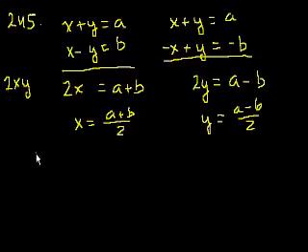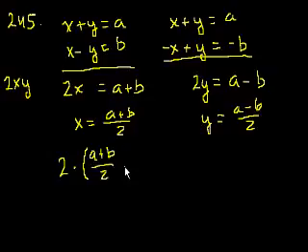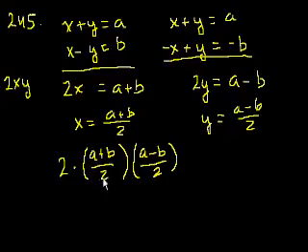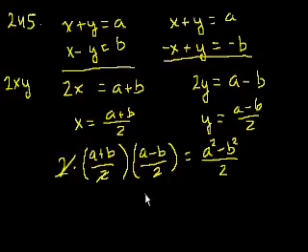And now we can figure out what 2xy is equal to. 2xy is equal to 2 times a plus b over 2 times a minus b over 2. This 2 will cancel out with one of these 2's. And we're left with, and what's a plus b times a minus b? It's a squared minus b squared over 2, which is choice A. Choice A.